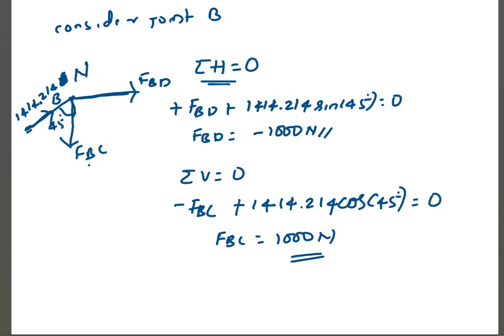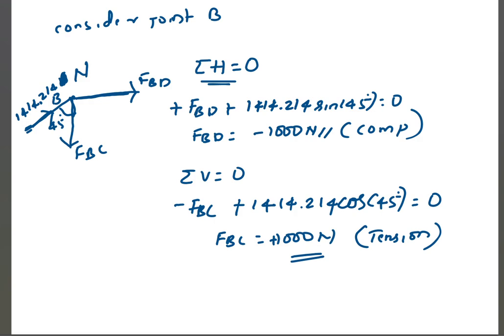Now you got the value of FBC and you got the value of FBD. Because it is negative, the assumed direction is wrong. The force present in the member is a compressional force. Here because it is plus, the type of force present in the member FBC is tension. So in this way you got the value of the force in the members FBD and FBC.